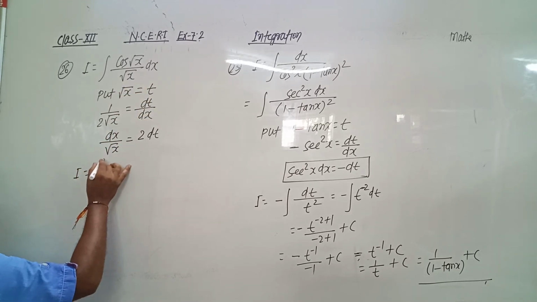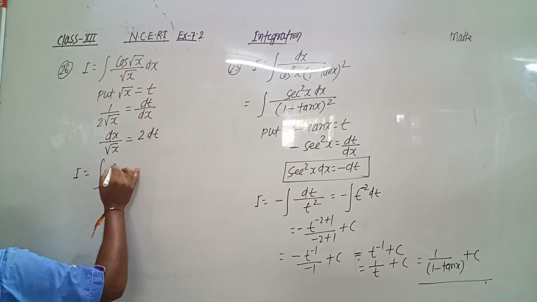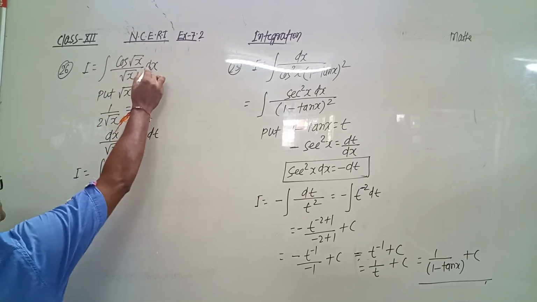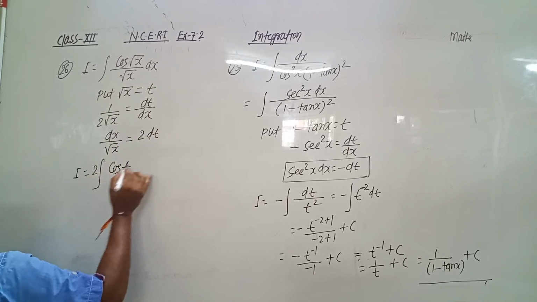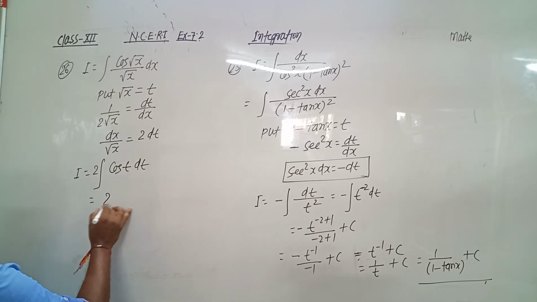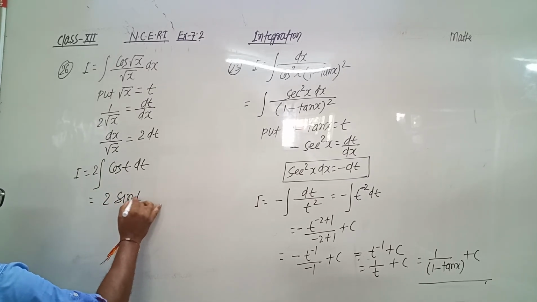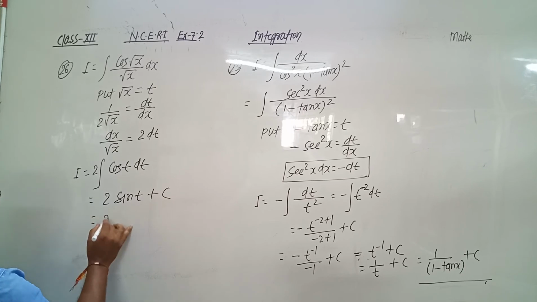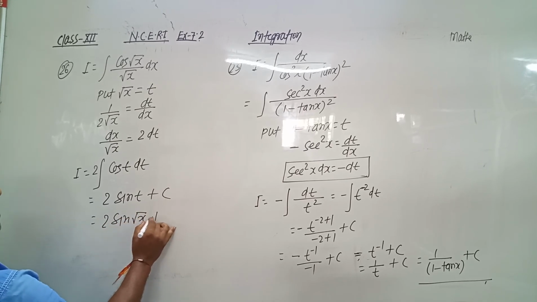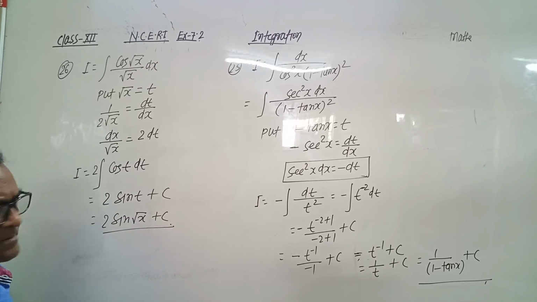So I equals integration of cos t, since root x is t, and dx by root x is 2 dt. Integration of cos t is sin t, and put the value of t. So 2 sin root x plus c. This is the result.